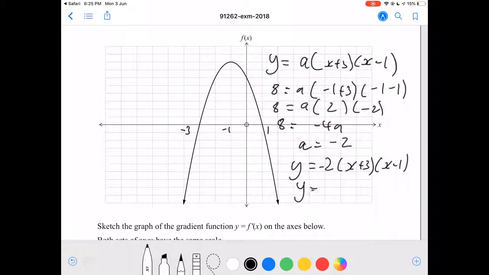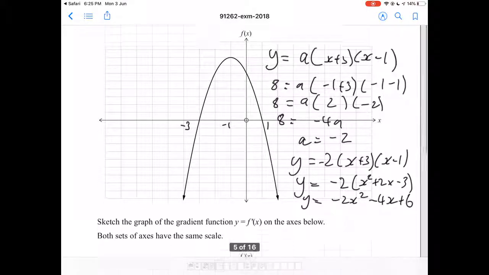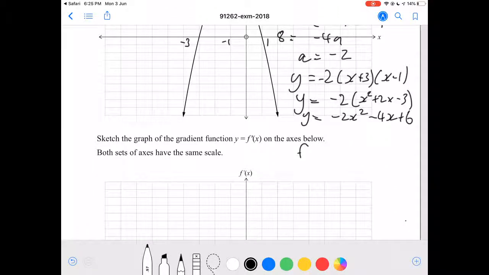Now we're going to expand, so y equals -2(x squared + 2x - 3), y equals -2x squared - 4x + 6. Now we're going to say f dash of x equals -2 times 2 is -4, take the power down by 1, so -4x minus 4. You just get rid of the x. That should be your linear equation.